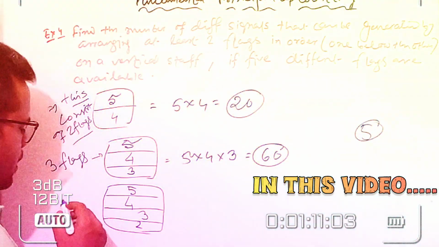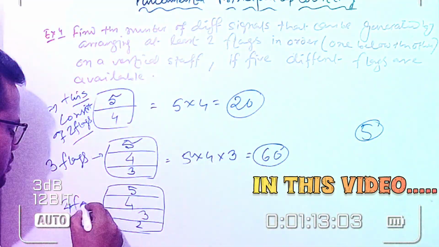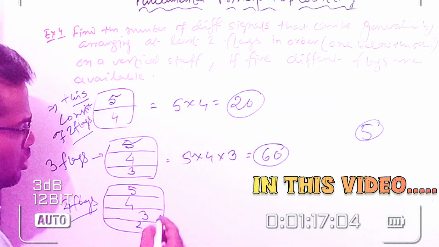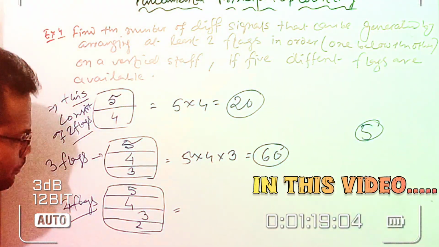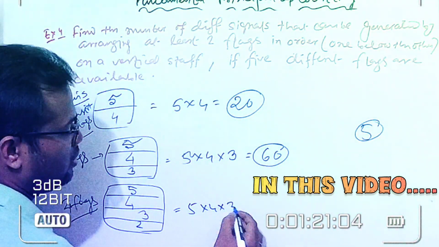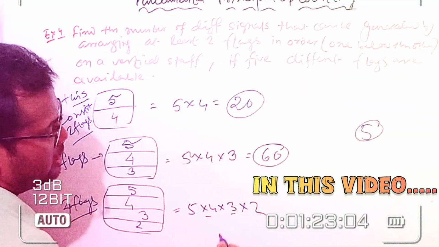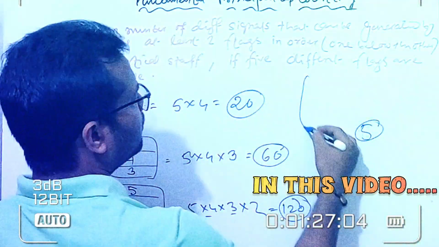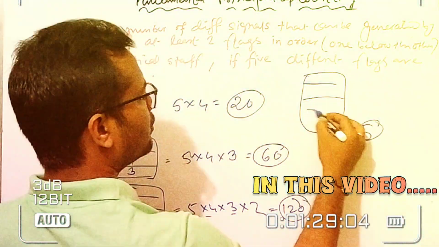Just write 2. So here there are 4 flags to generate a signal. So the possible outcome is 5 into 4 into 3 into 2. That means 20, 60, 120. Now, if there is a signal consisting of 5 flags.